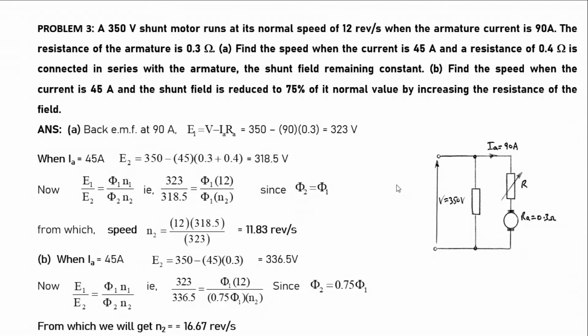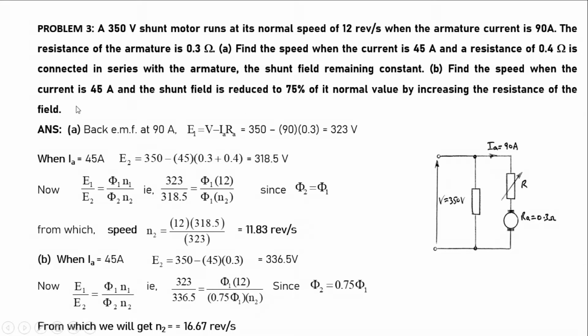Problem number 3. A 350 volt shunt motor runs at its normal speed of 12 revolutions per second when the armature current is 90 amps. So first, it is normal speed 12 RPS at armature current 90 amps. The resistance of the armature is 0.3 ohms. Find the speed when the current is 45 amps and a resistance of 0.4 ohm is connected in series with the armature. The shunt field remains constant.